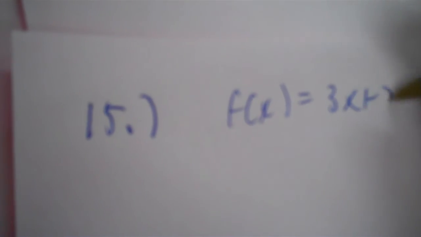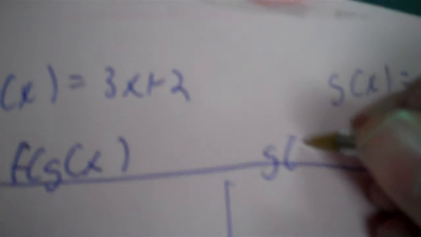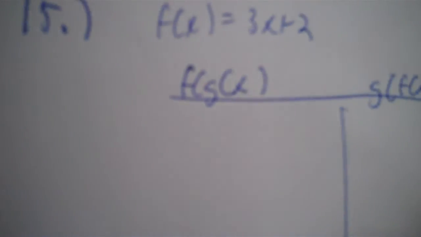Okay, number 15. It says f of x equals 3x plus 2, g of x equals x minus 1. Now you're doing something different. You got to find f of g of x, g of f of x. This parentheses means the same thing this does. They just don't give us numbers to put in. Instead, we have to simplify and state the domain. Okay. So I'm just going to go f of g of x and g of f of x. So you start with the f.